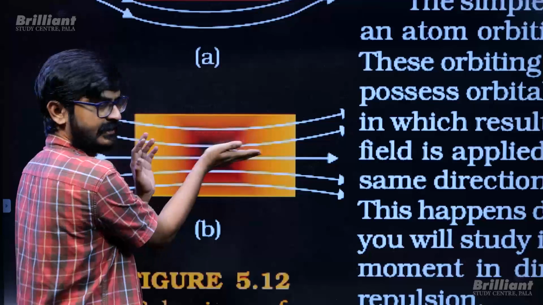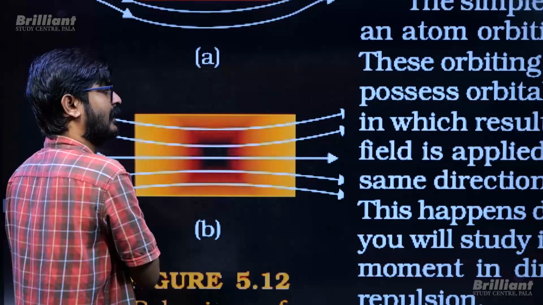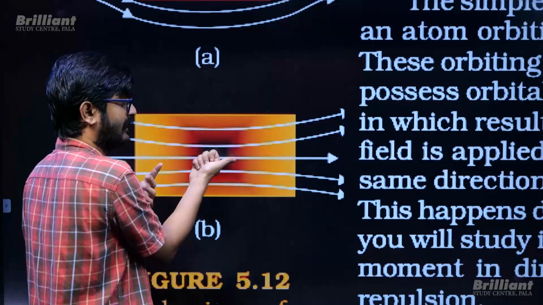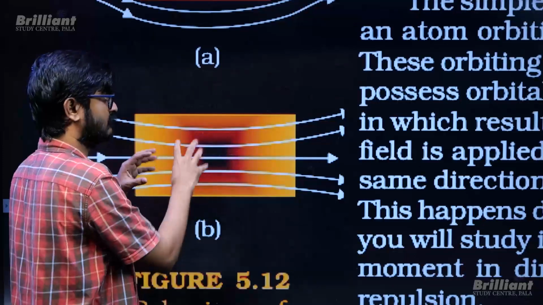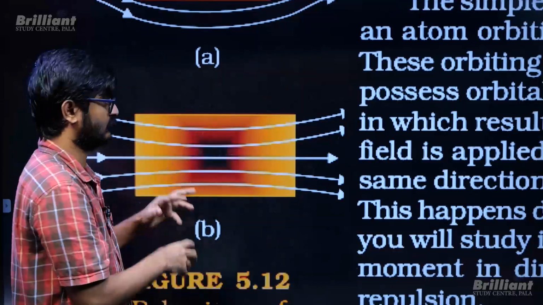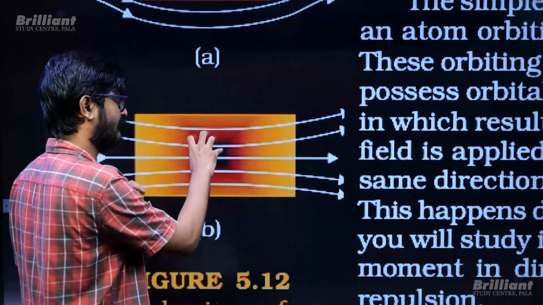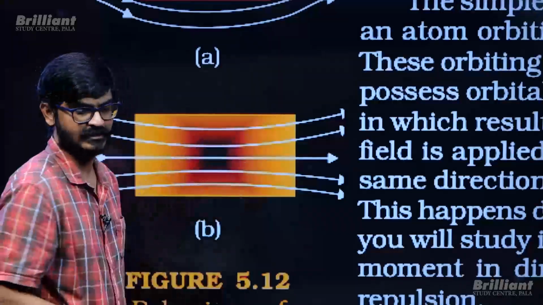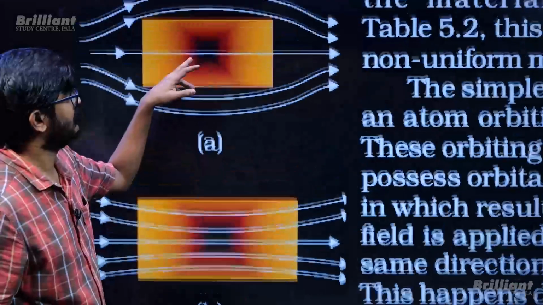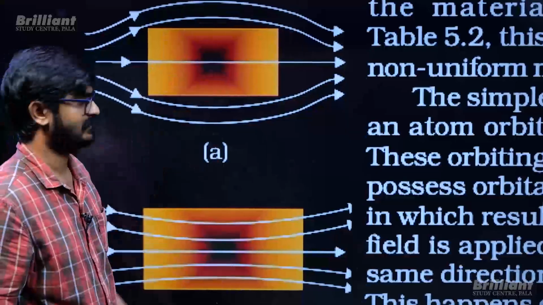Those dipoles are aligning in this direction, right? So apart from the applied magnetic field, there is extra magnetic field created. So the net magnetic field is going to be more. To show that the net magnetic field is more, we make the field lines concentrated. To show the net magnetic field is less, we make them divergent, right?